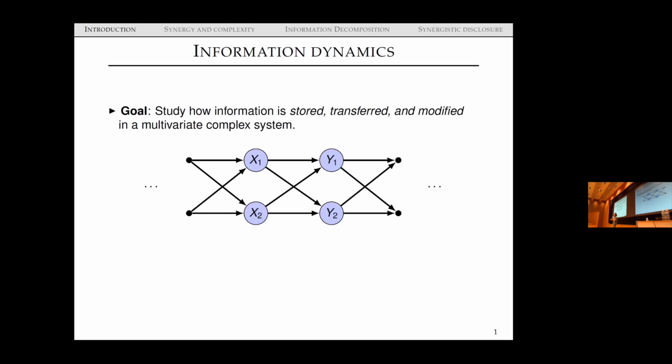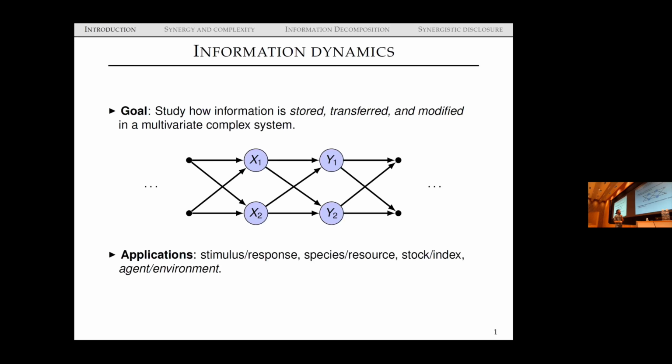Throughout the presentation, I'll use the same notation. The indices denote different variables, and X denotes the past, Y denotes the future. I'm going to keep everything fairly simple, and everything is Markovian and nice. This is a very general setting that has a bunch of different applications. For example, stimulus and response in a neuroscience experiment, species and resources in an ecology setting, stocks and indices in economics or econometrics, or agent and environment interactions in the study of agency.